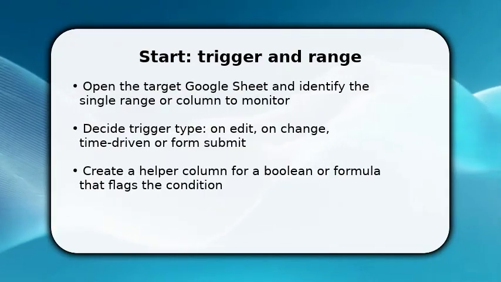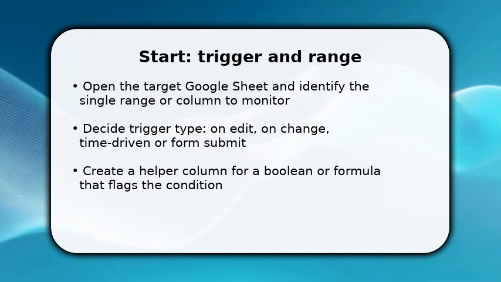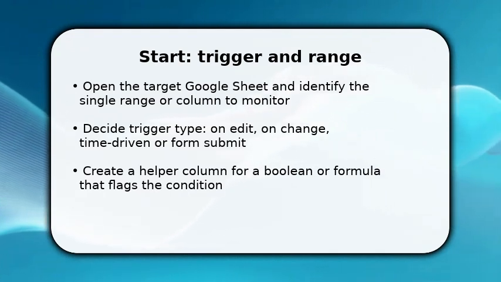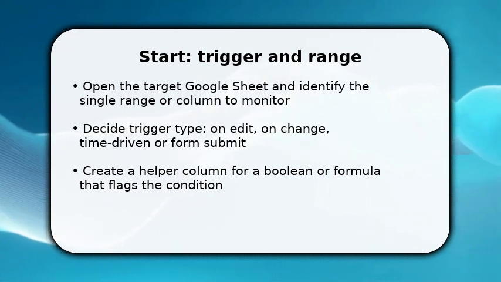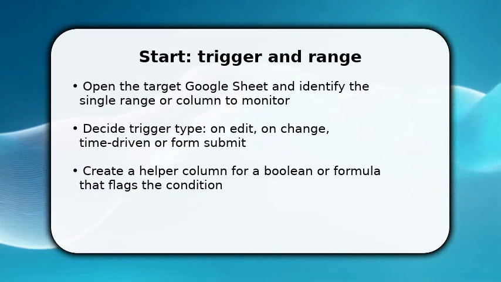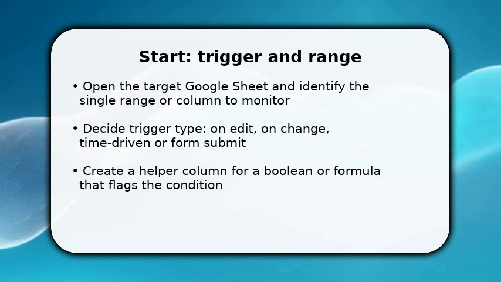You begin by picking the exact range and the trigger you'll use. This is crucial. Once done, add a helper column that returns true when the condition is met. Make sure to use simple formulas like =A2=100 or =REJECTS match B2, email pattern, so the flag is clear. You will avoid scanning whole sheets later.